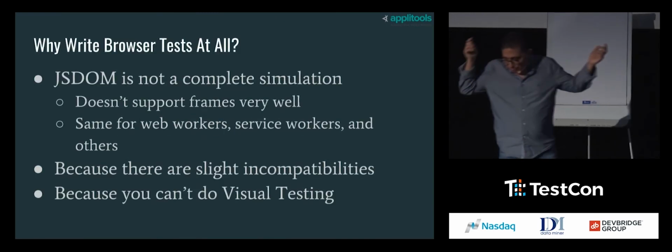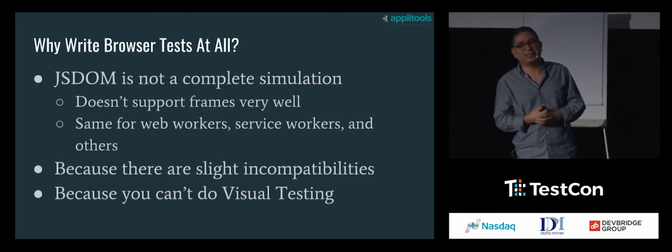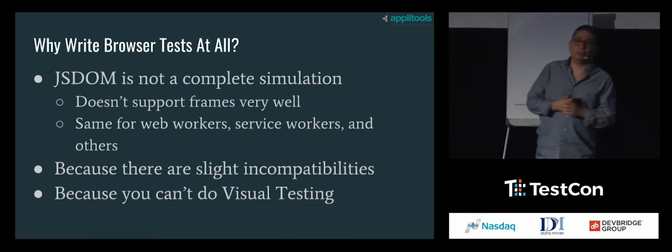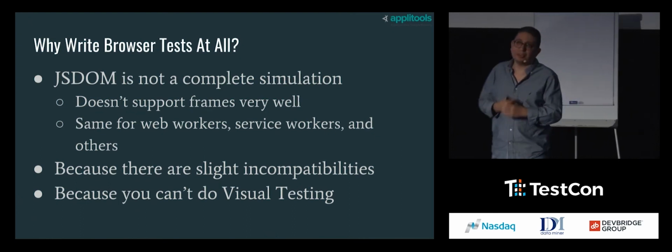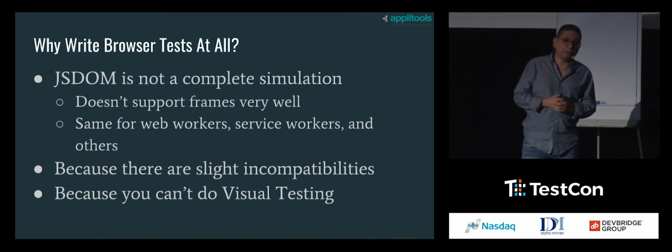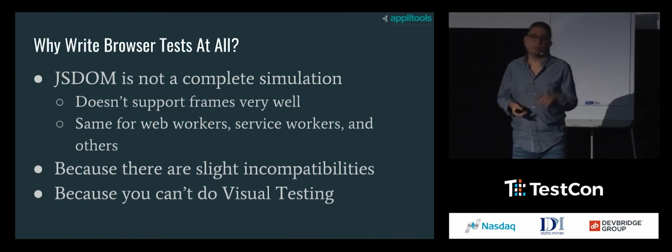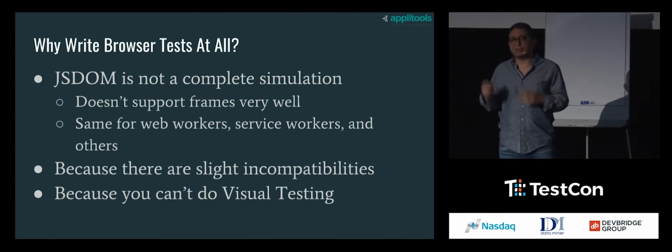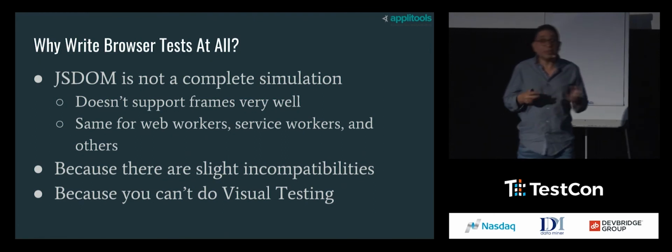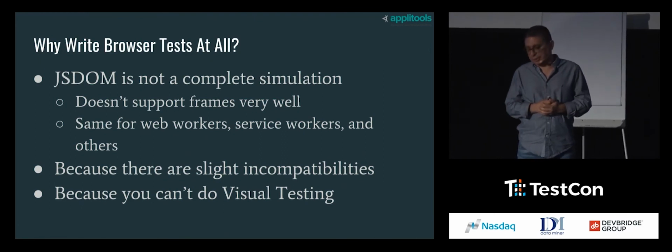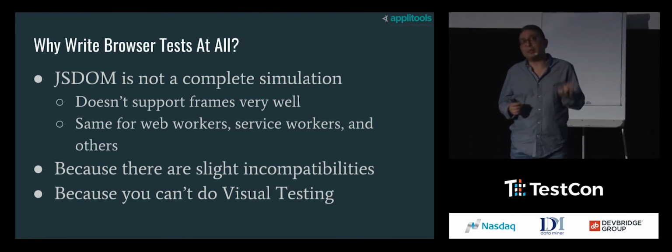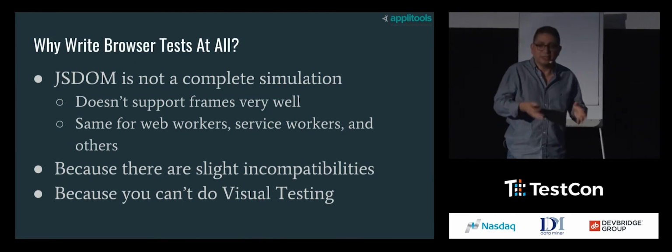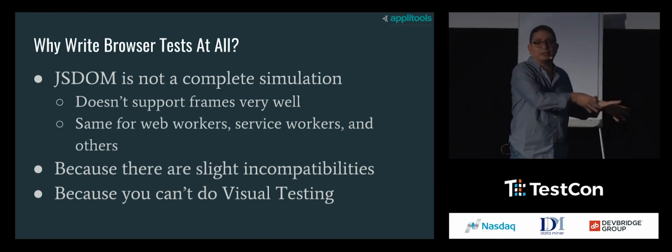And the answer is, there's always an answer. You always need to do full-blown browser tests. First of all, JSDOM is not a complete solution. Brilliant people, but they didn't implement service workers. They didn't implement, I think, web workers. Frames don't work as they should. So some things just don't work using this. There are slight incompatibilities. Think of JSDOM as just another browser.